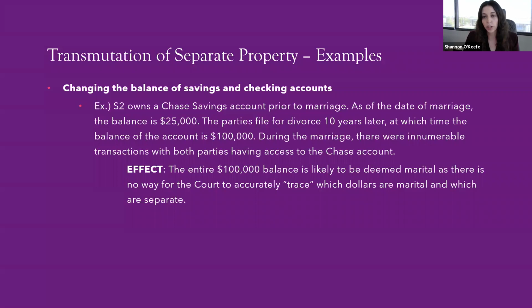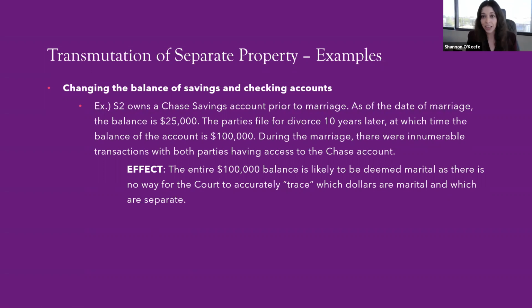Another common way for transmutation to happen is if there's a change in the balance of savings and checking accounts. For example, S2 owns a Chase savings account prior to marriage. As of the date of marriage, the balance is $25,000. The parties file for divorce 10 years later, at which time the balance of the account is $100,000. And during the marriage, there were innumerable transactions with both parties having access to the Chase account. So they're both spending out of it. They are both contributing to it.